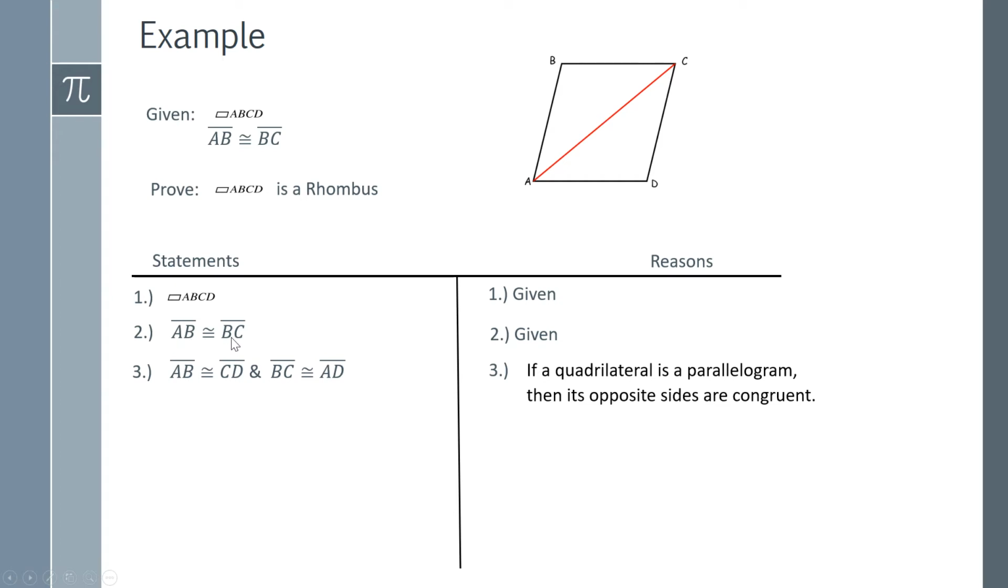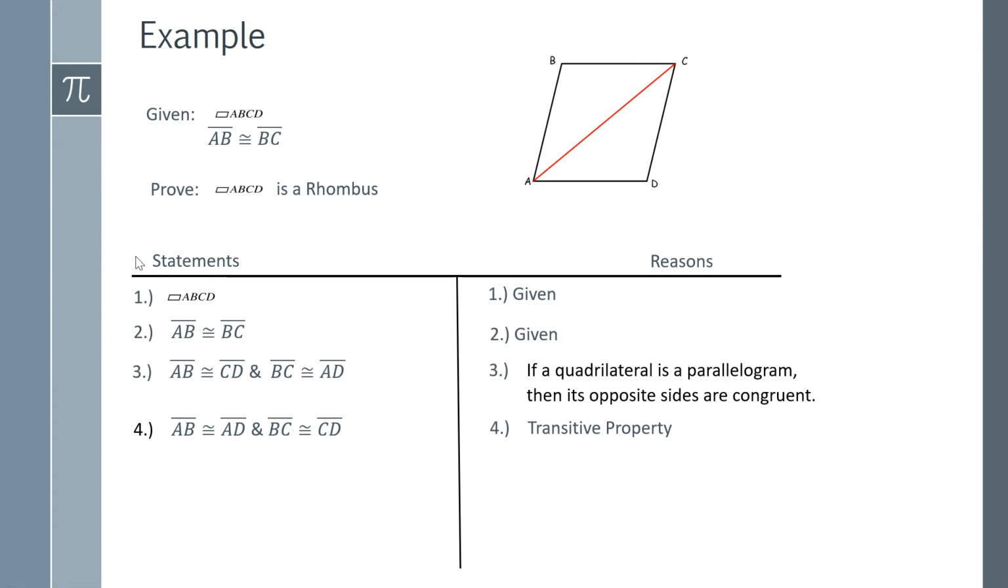AB is congruent to BC. Right here, I've got BC is congruent to AD. So using transitive property, I can make these two congruent. Same thing for CD. I've got AB is congruent to BC. I've got AB is congruent to CD. That makes these two congruent. Using that, I've got those statements right there. That's the transitive property of congruence.